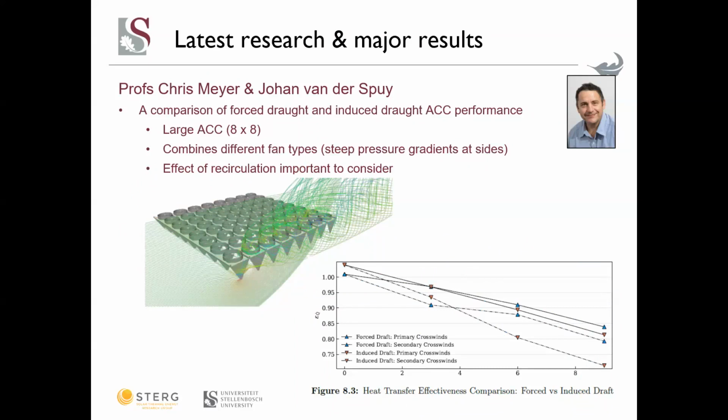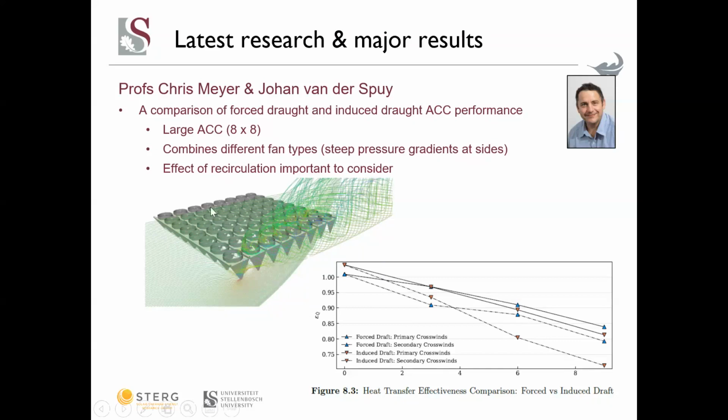Lastly, they are also looking at a comparison of forced draft and induced draft ACC performance. They're specifically looking at a large ACC, so an 8 street of 8 fans each configuration. They're also looking at combining different types of fans, where the fans on the sides, on the edges, are different types than those used in the middle, like for example at Kusile, where on the sides those fans have steeper gradients in order to deal with crosswinds more effectively. Specifically, they note the effect of recirculation is important to consider in this study.